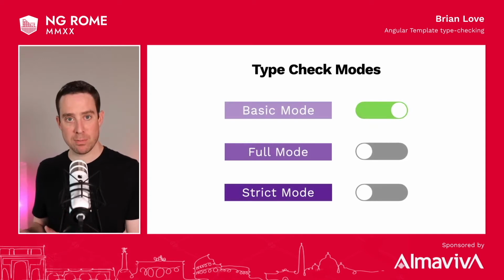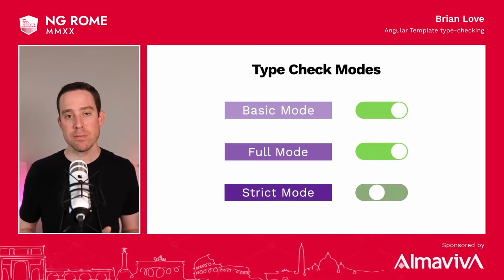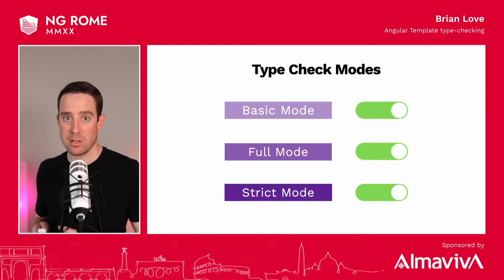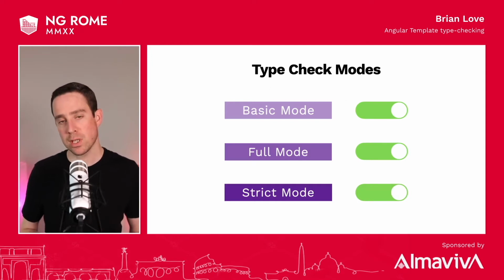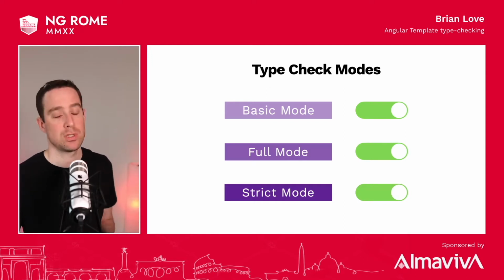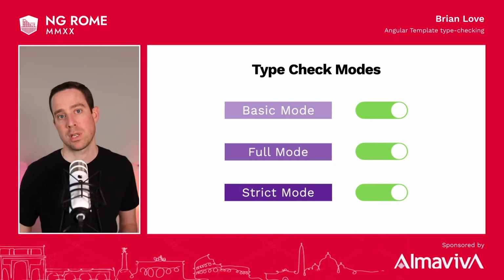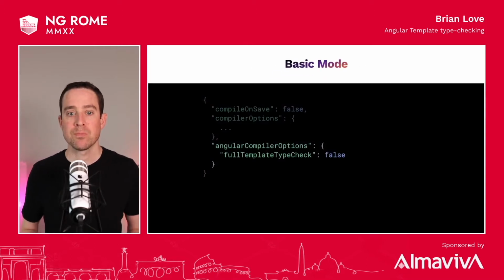First, you have basic mode, then you have full mode, and then finally you have strict mode. Basic mode is going to do the least amount of type checking in your templates. Full mode is going to do additional type checking. And then finally, strict mode is going to perform the most type checking in your Angular templates.